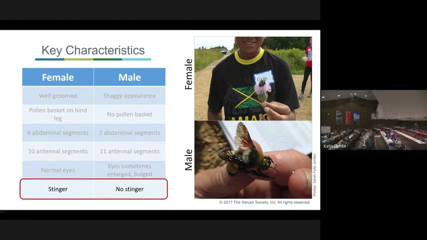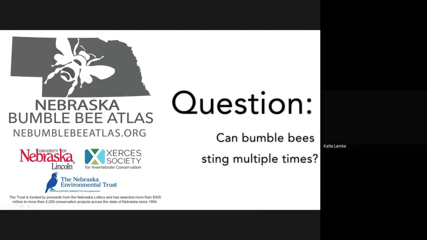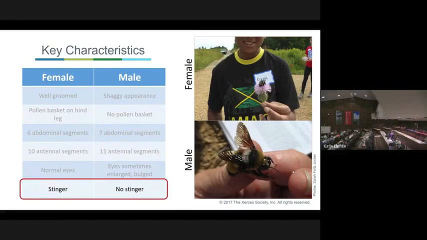So you can get very close to bumblebees many times in the field. You can even pet them. Yes, they can sting you multiple times, but they really don't want to.